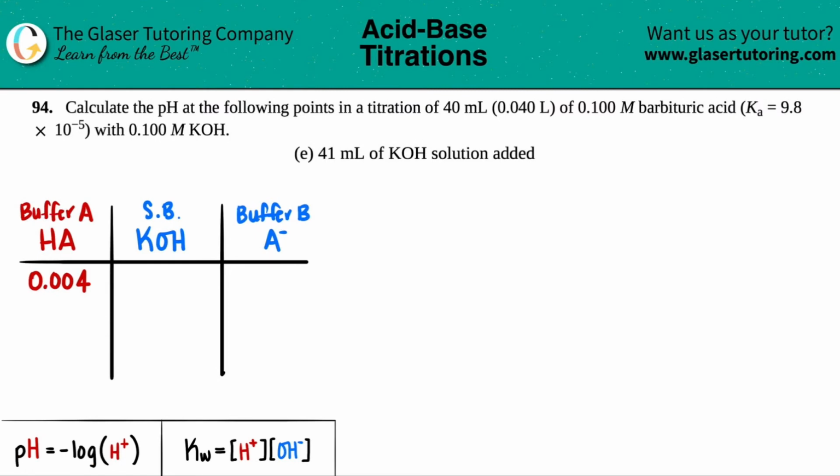Number 94. Calculate the pH at the following points in a titration of 40 mL, which is 0.040 liters, of 0.100 molar barbituric acid solution. They tell us that the Ka value is 9.8 times 10 to the negative fifth, and we're titrating it with 0.100 molar of potassium hydroxide, which is KOH, and we're at the last letter of this question. Letter E, we're adding 41 mL of potassium hydroxide.